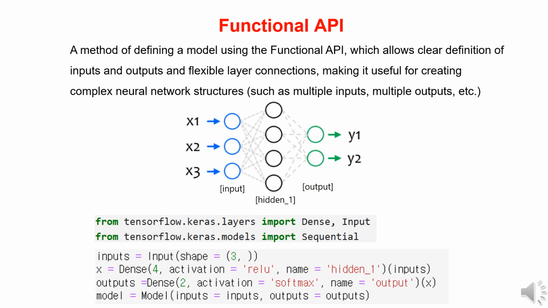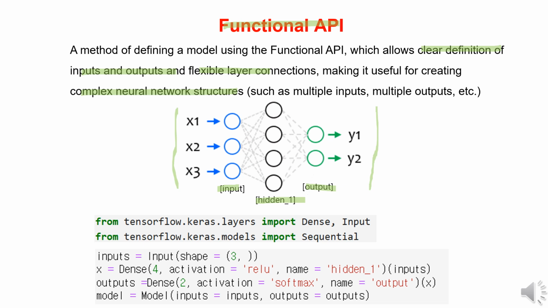Finally, let's take a look at Keras's functional API. The functional API allows you to clearly define the input and output of the model and connect layers flexibly, making it very useful for creating complex neural network structures. This time, let's try implementing a simple neural network with an input layer, a hidden layer, and an output layer, just like the one shown in the previous slide, but using the functional API method.